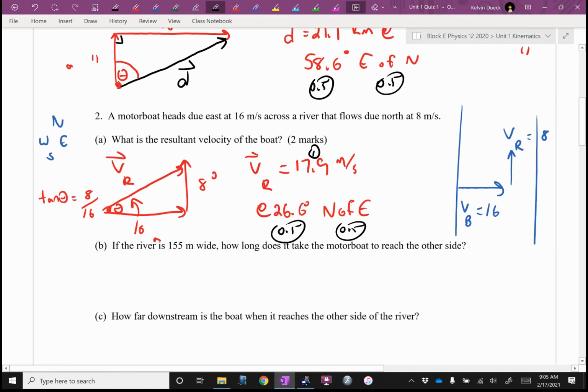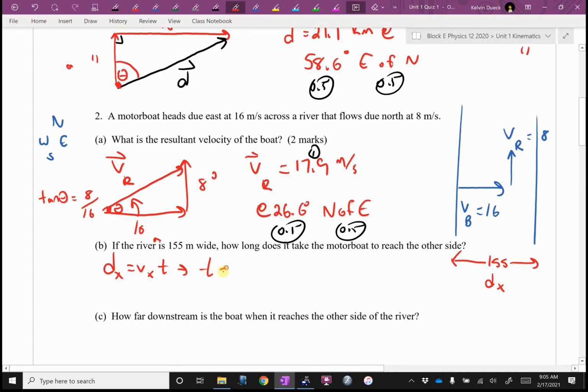If the river is 155 meters wide, okay, if I draw that in, I'm going to argue that in this question, that's a horizontal distance. Which velocity am I going to use? Not the 17.9. Not the 8, I'm going to use the 16. So I'm going to use dx equals vxt plus a half at squared. Oh, what did we say a was in these questions? 0.